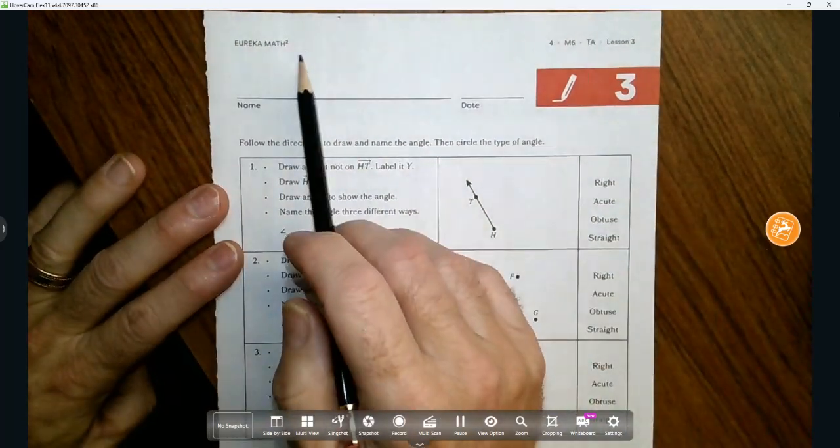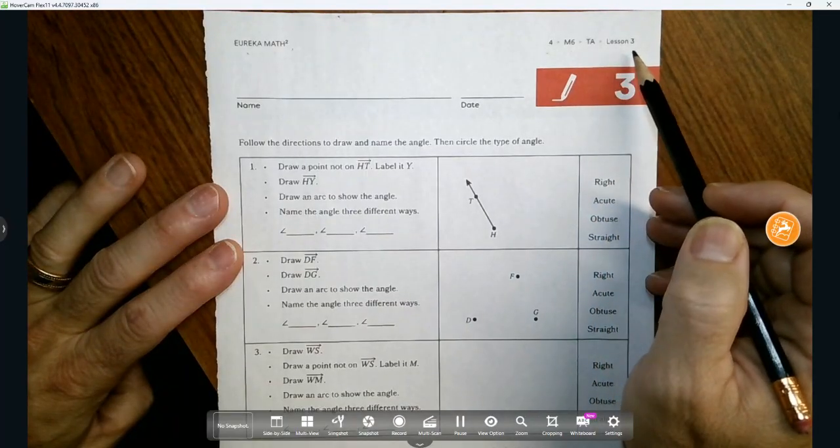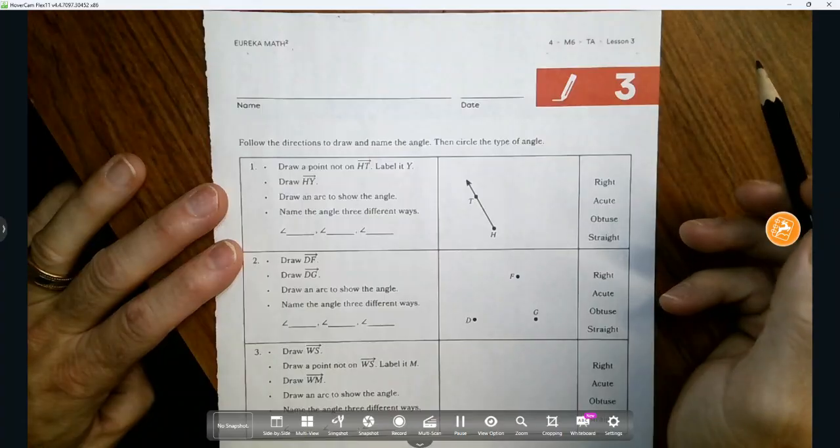It's Mr. Short again. We are doing Eureka Math Squared, fourth grade, Module 6, Lesson 3. Let's look this one over, see where we're at.